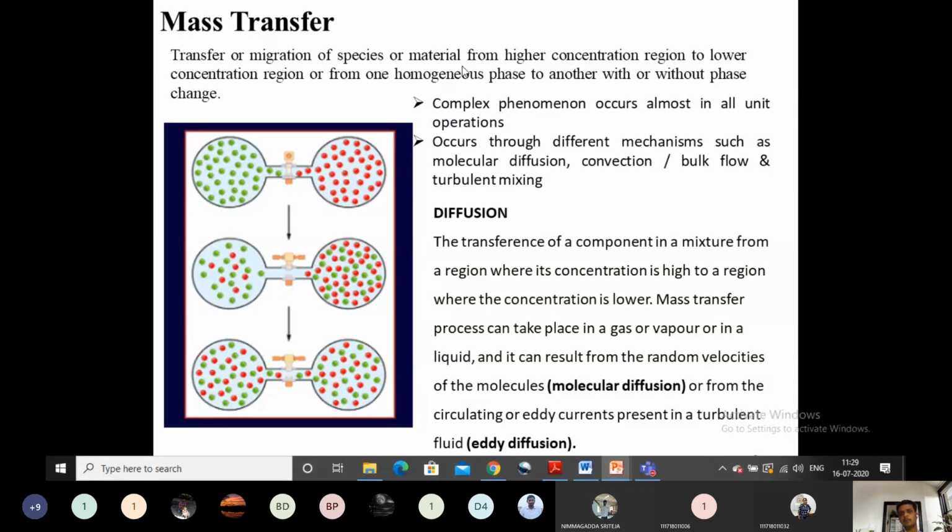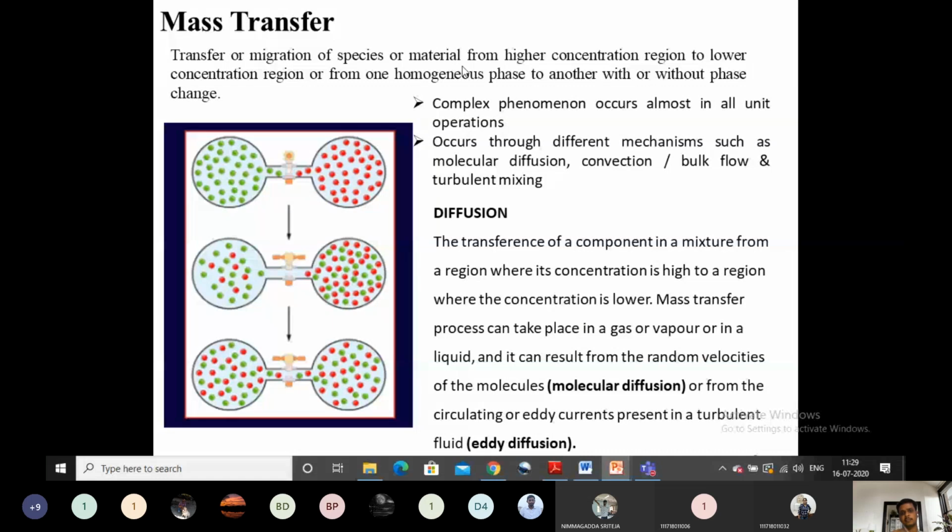Okay, whether there must be a phase transfer or there may not be a phase transfer depends on what type of mass transfer we are handling. For mass transfer without phase transfer, an example is adsorption. Okay, the solute in the liquid can be transferred directly to the solid phase, so on the solid adsorbent.